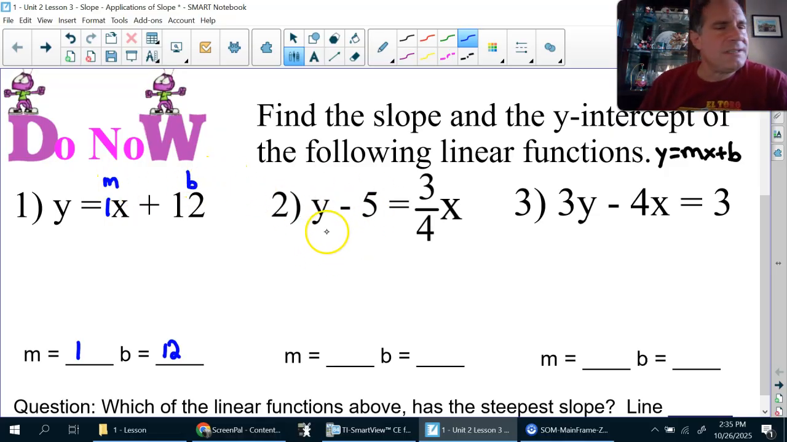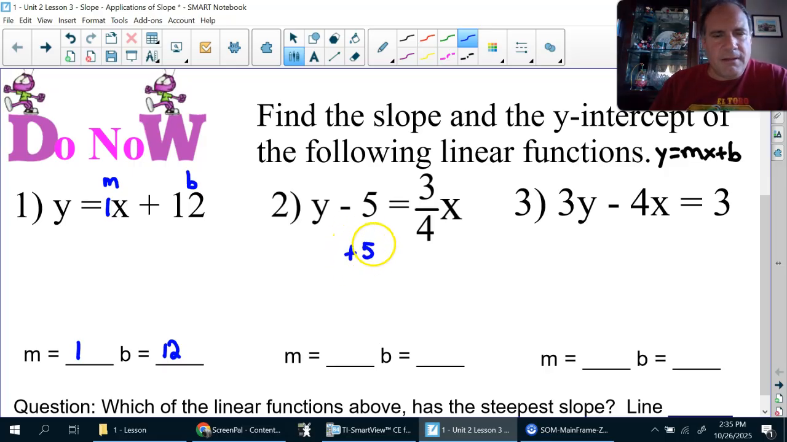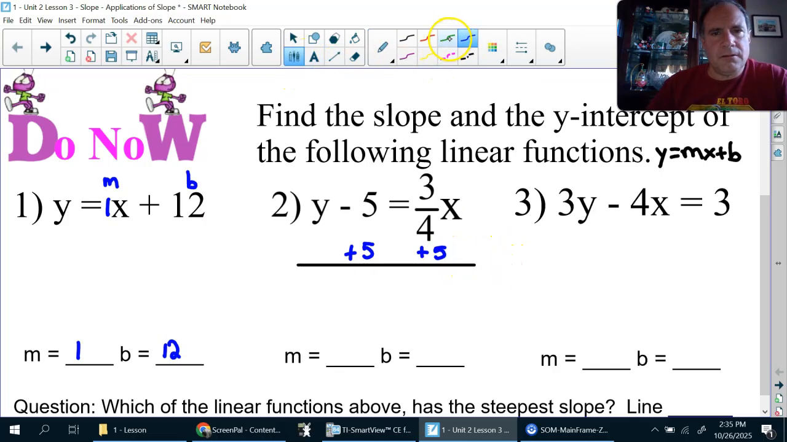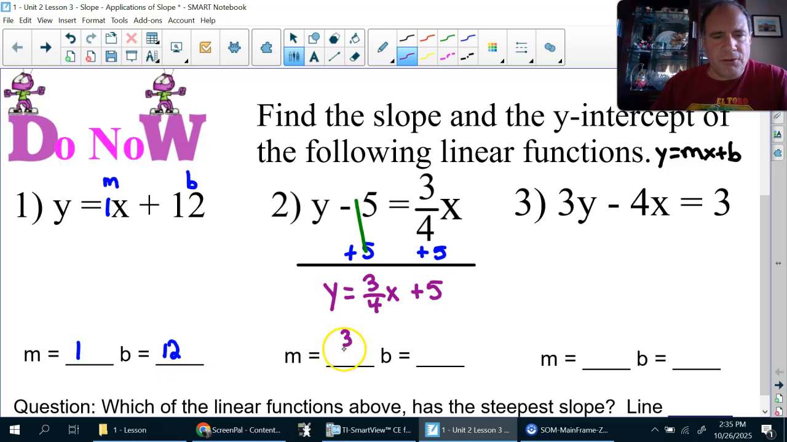This one, number 2, is not in that format, so that means we have to solve for y. So I'm going to add 5 on both sides to solve for y. This cancels, and then we're going to have y equals, we're going to put the 3/4 x first, plus 5. So that is y equals mx plus b, and the slope is 3/4, and the y-intercept is 5.